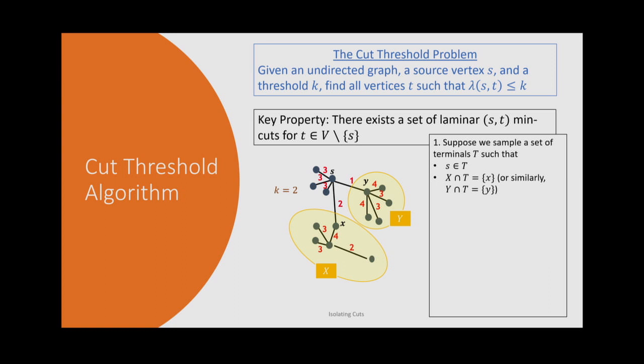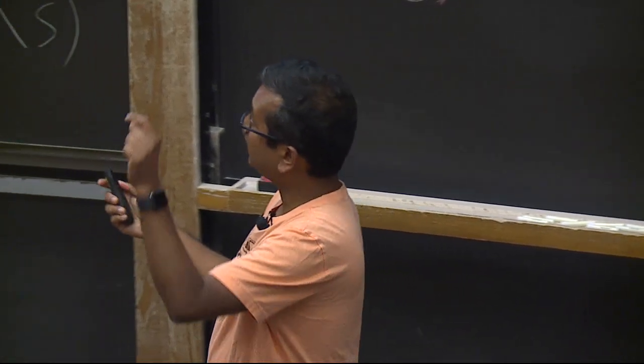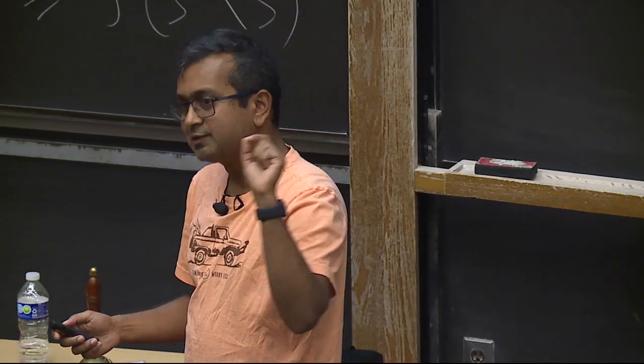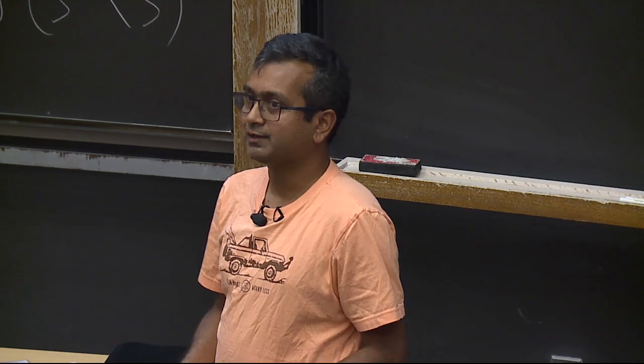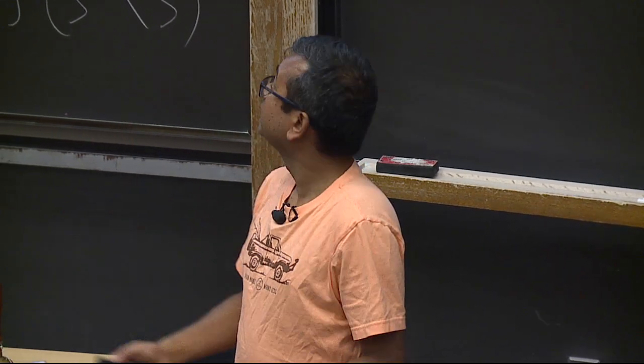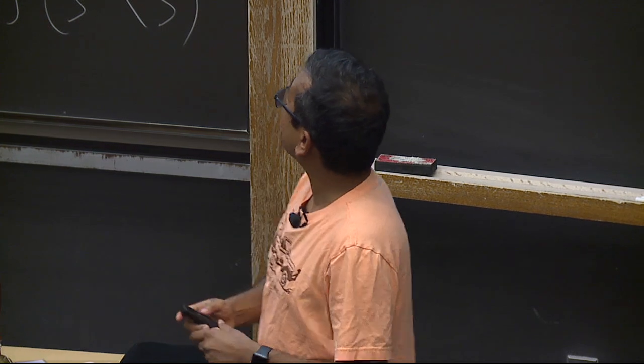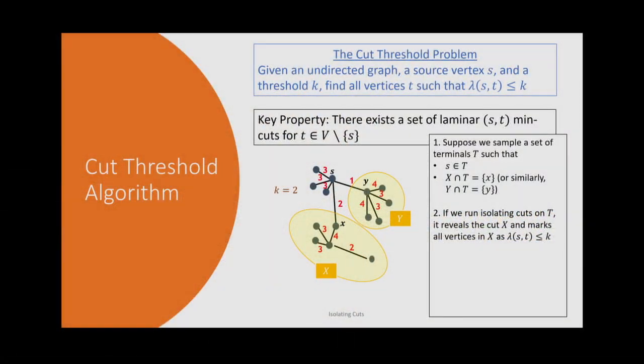So, now that is my algorithm. I want to sample vertices, we will see at what rate. I want to sample vertices such that it contains S and it contains only little x from capital X, and then I will run isolating cuts. So if we can run isolating cuts, it reveals this cut X. Similarly, if in capital Y I only had little y in my sample, the isolating cut for little y will reveal capital Y. Okay.